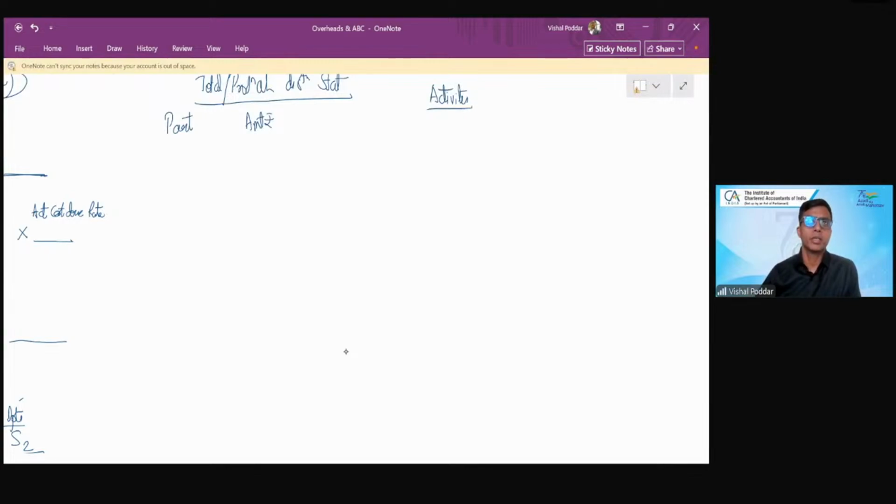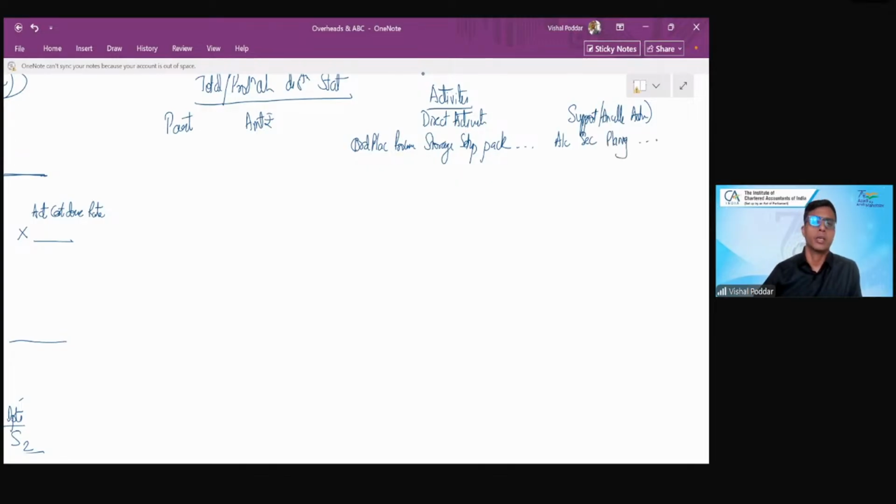Now my activities may be of two types. One is my direct activities, or the other is my support or ancillary activities. Now these direct activities would be order placing, procurement, storage, setup, packing, etc. Support activities would be accounting, security, planning, etc.